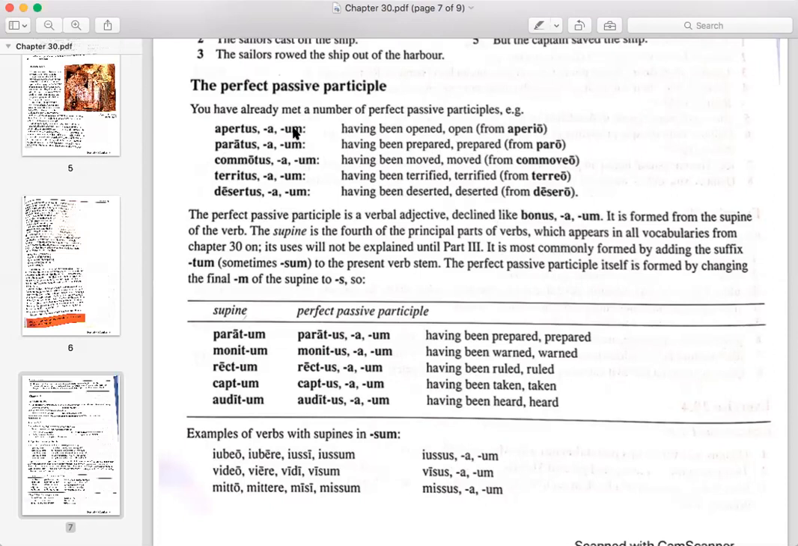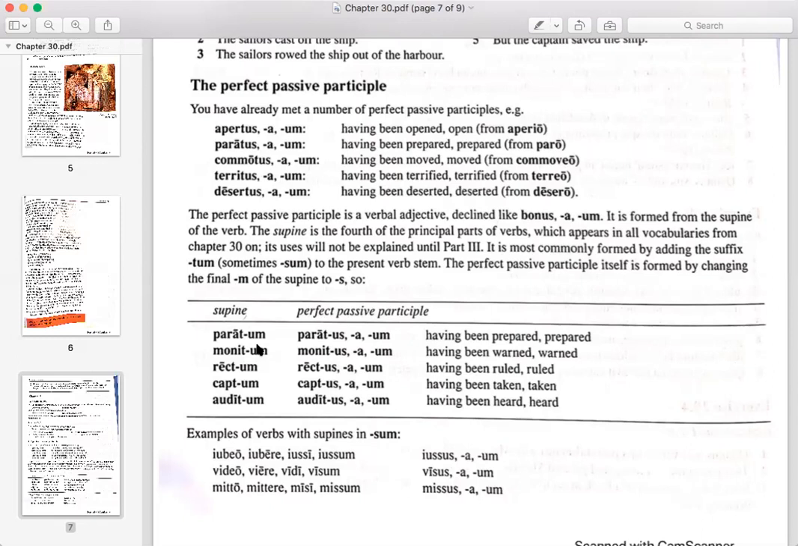They were telling you that it is formed from the supine of the verb, and the supine is technically that fourth principal part. They're not going to go over this until the Blue Book, part 3. Do not worry about what a supine is. It is okay. It's not that common. Do not worry about it. It's not on your final. Don't worry about it. The perfect passive participle is formed by changing the final M of the supine to S. Don't worry about it. It's fine.